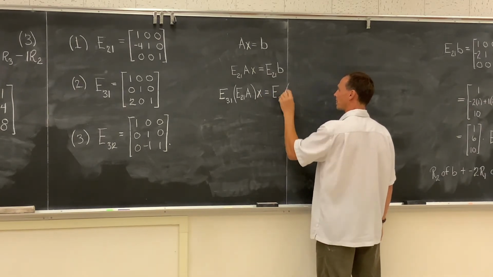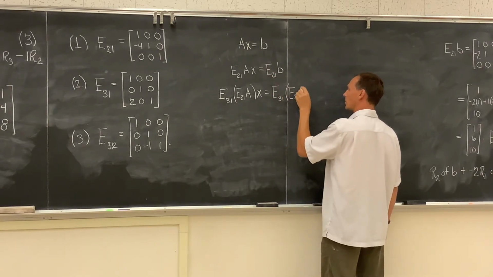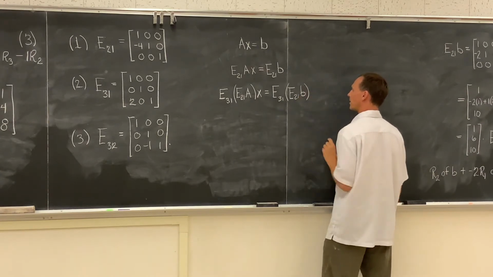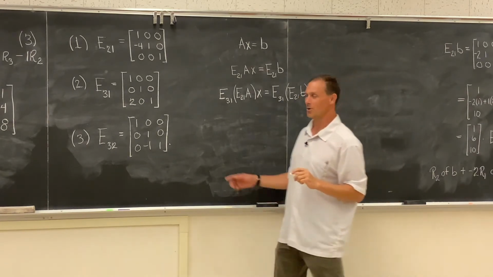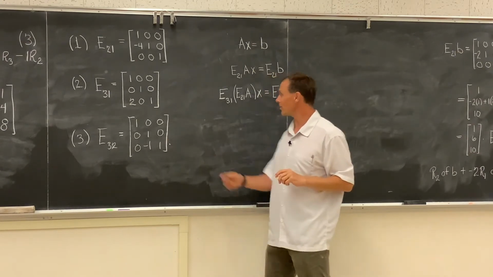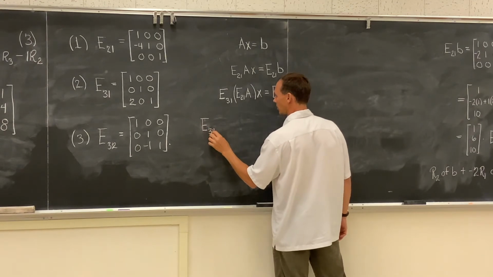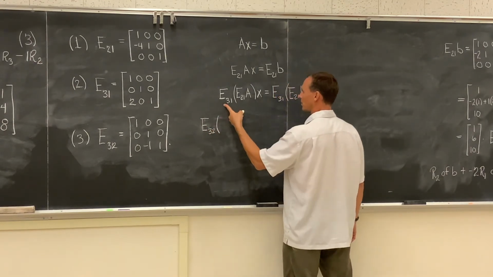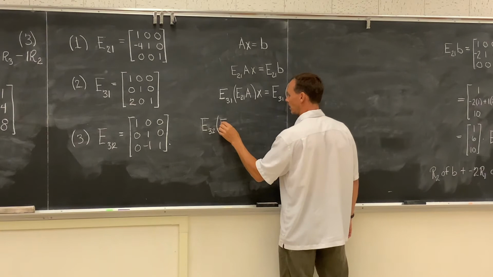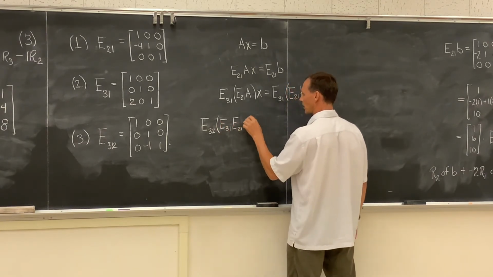E3,1 times whatever this was, E2,1 times B. But then we did one more row operation. This row operation can be encoded as this matrix. So now we took E3,2, and we multiplied it by this result. E3,1, E2,1, A.